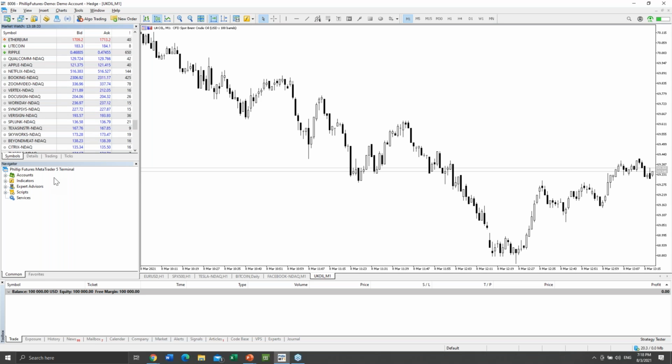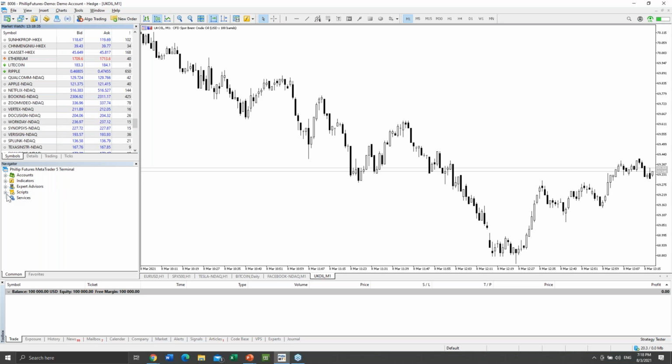So with that, we'll move on to the navigator panel. Under the navigator panel, there are also subcategories which you can extend. But basically, what it does is like a library for you to manage your accounts, your indicators, your expert advisors, and so on. So for the first one, account is just basically housing the information of your current account.